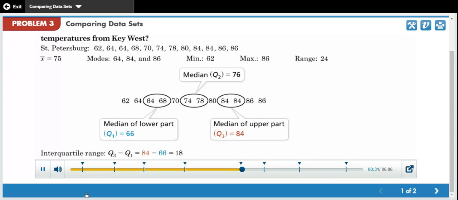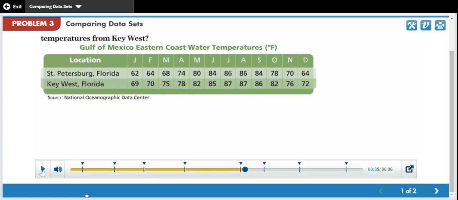So the interquartile range is 18. Something to note also is the interquartile range will always be Q3 minus Q1. And because we organized our data set from smallest to largest, Q3 will always be the larger value. So we should never get a negative number for an interquartile range.